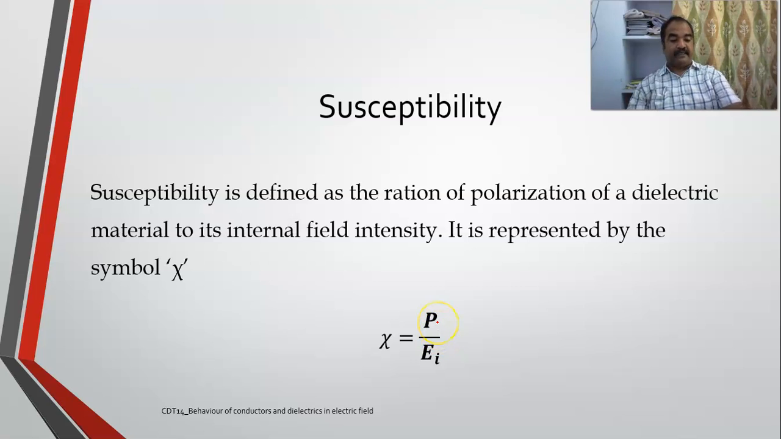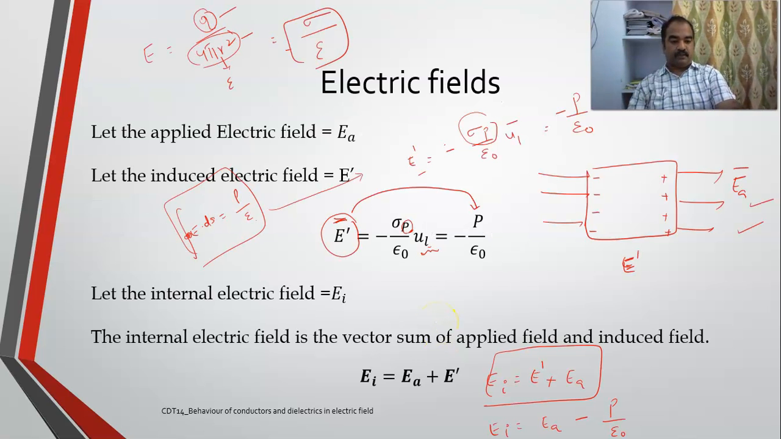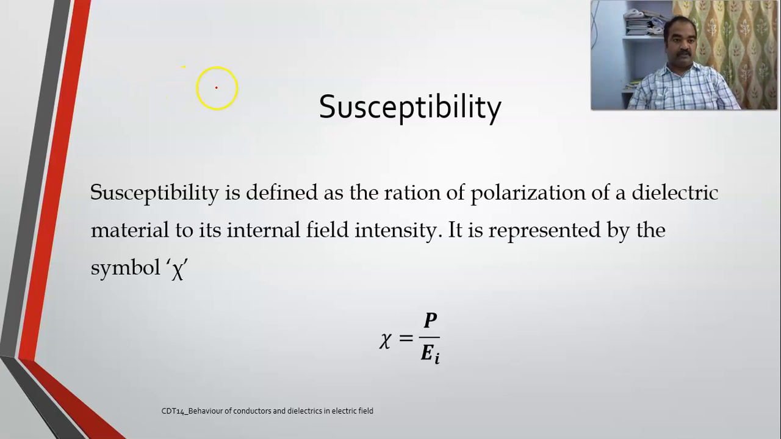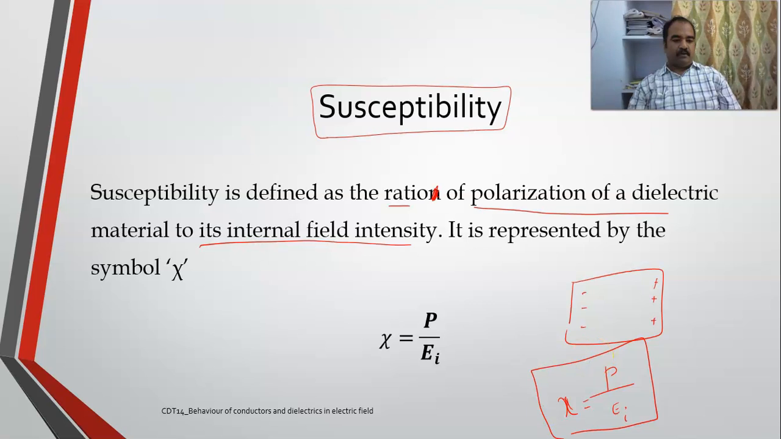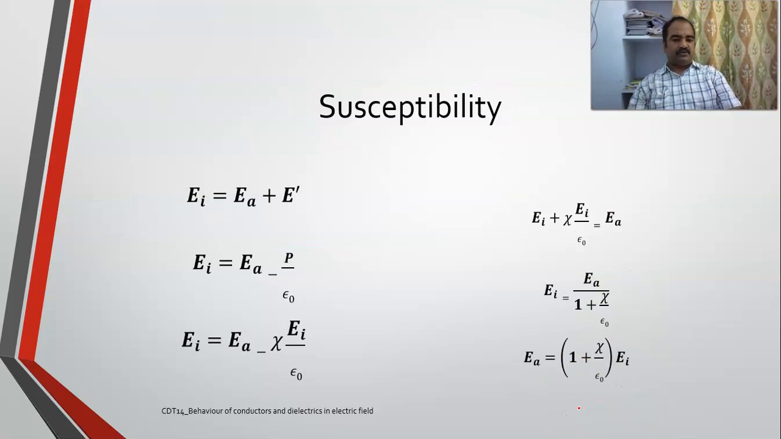Now this particular expression, I'll define a new term which we will be employing till our final year engineering. This is susceptibility, which is defined as the ratio of polarization of a dielectric material to the internal field intensity. Now let us suppose this is the specimen, and charges have been developed here, polarized charges. So the extent of polarization to the developed fields is called susceptibility, represented by this. It has no units.